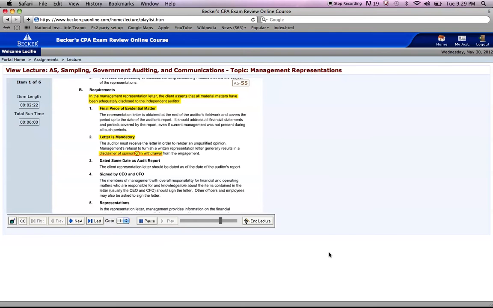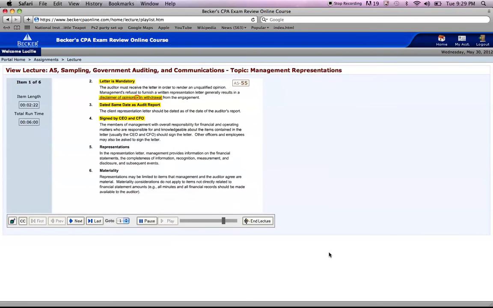All right? Highlight date, same as date of audit report. Highlight signed by the CEO and CFO. Now, number 5, we'll highlight this whole passage. Highlight representations. In the representation letter, management provides information on the financial statements, the completeness of information, recognition, measurement, and disclosures, and subsequent events. Number 6, highlight materiality. Not only that, but I'm going to ask you to highlight the very last item here, the very last sentence or lines. Highlight all minutes and all financial records should be made available to the auditor.